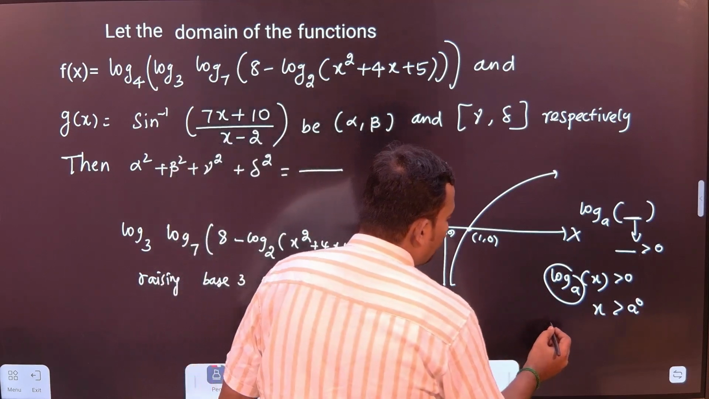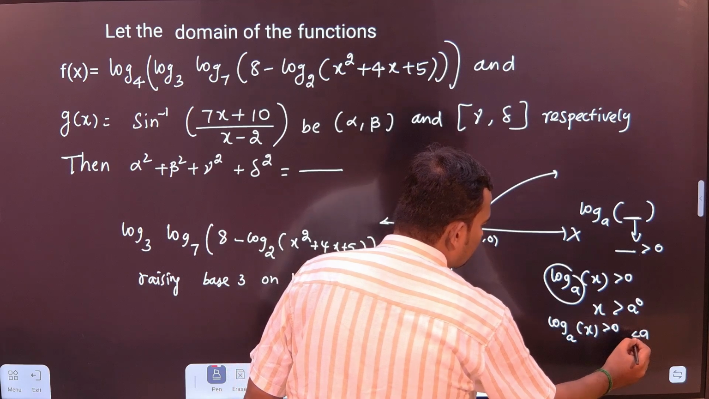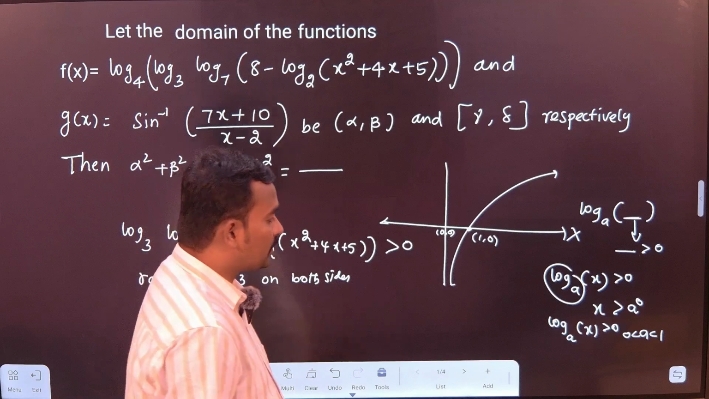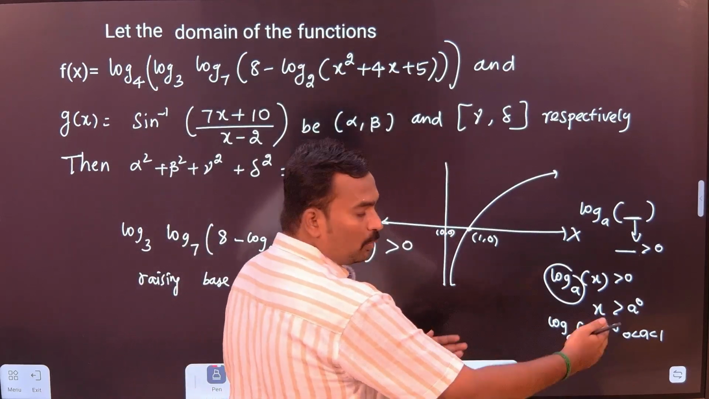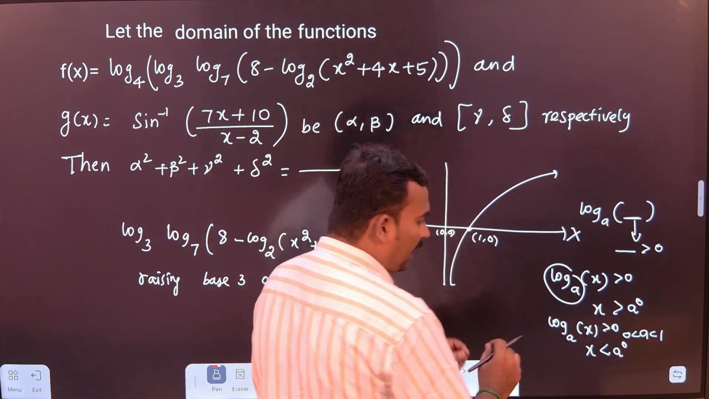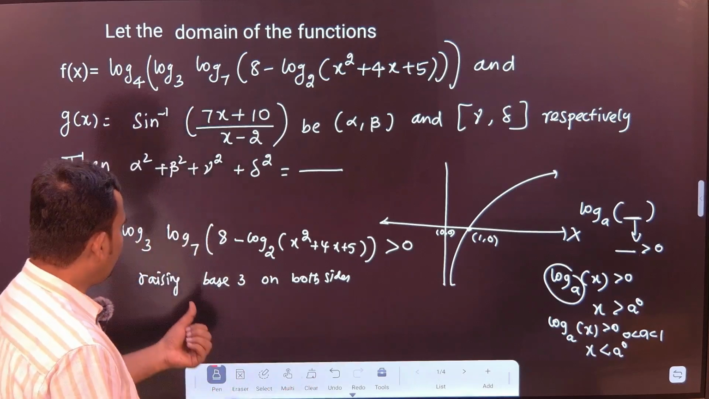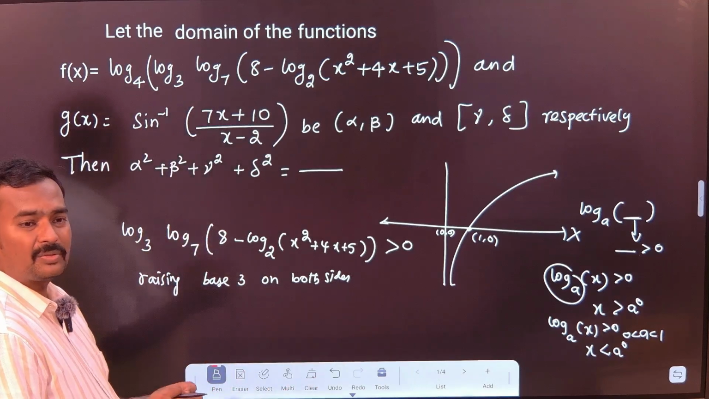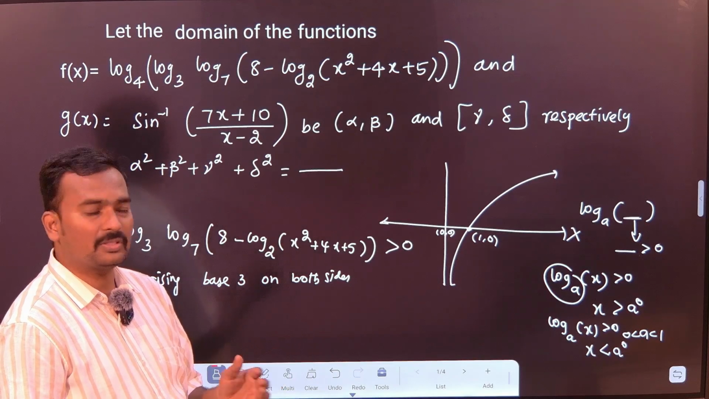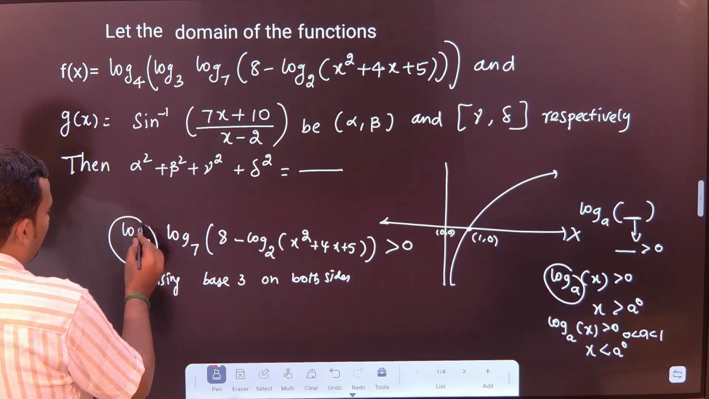When you take log base a of x greater than 0, where a is between 0 and 1, that will be a decreasing function. The inequality will be changed. So when you raise a on both sides, what will we get? x is less than a power 0 when a is between 0 and 1. So here the base is 3, so there is no problem. No need to change the inequality because it is an increasing function, right? Okay. So base 3 on both sides. First you have to raise base 3.